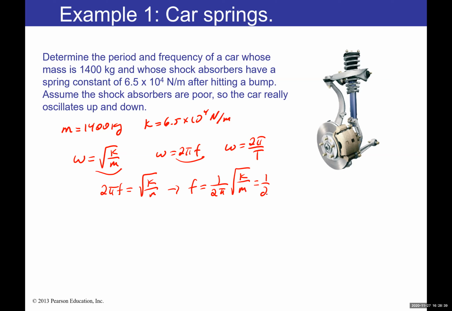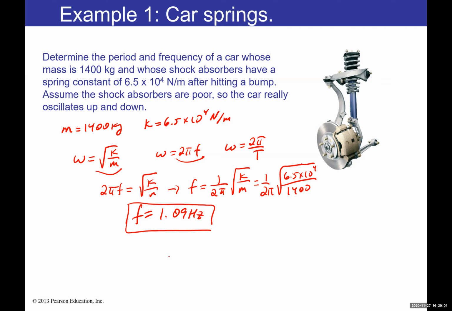So 1 over 2 pi square root of 6.5 times 10 to the 4 divided by 1400 kilograms. Then you can calculate the linear frequency from here, and we can calculate this to be 1.09 hertz. For example, that's one thing we can do.